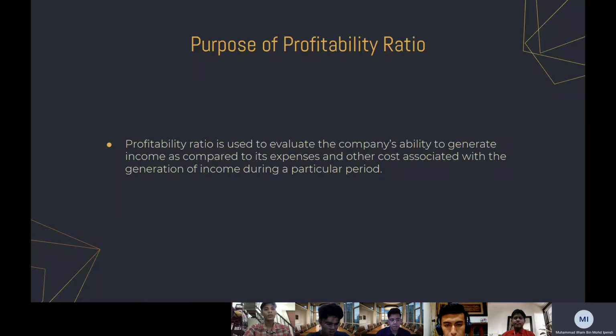Okay, now we go into the profitability ratio. So the purpose of profitability ratio is to evaluate the company's ability to generate income as compared to its expenses and other costs associated with the generation of income during a particular period. Next.